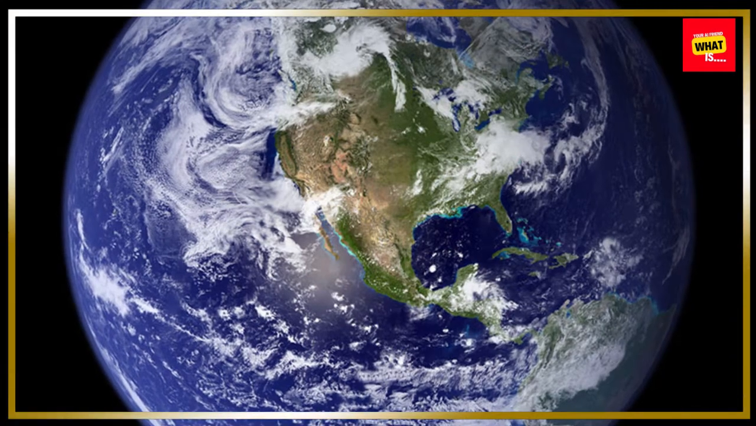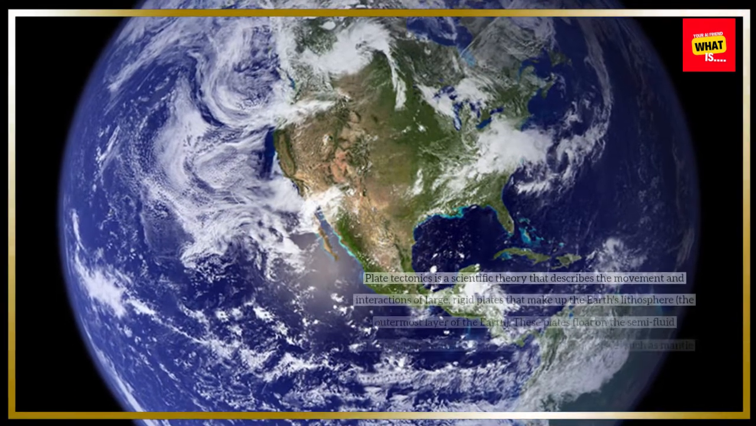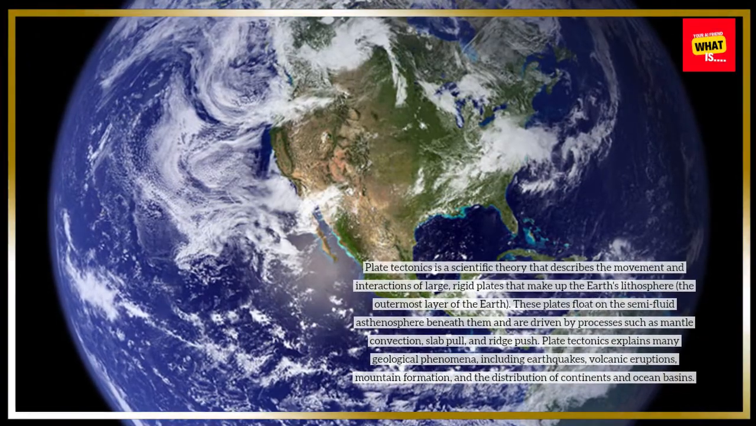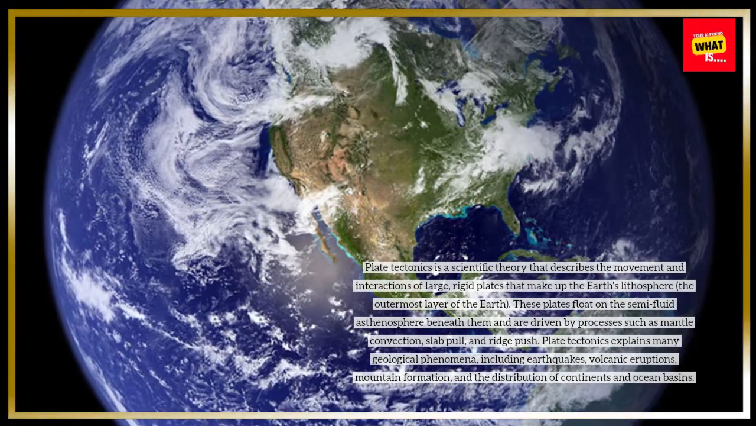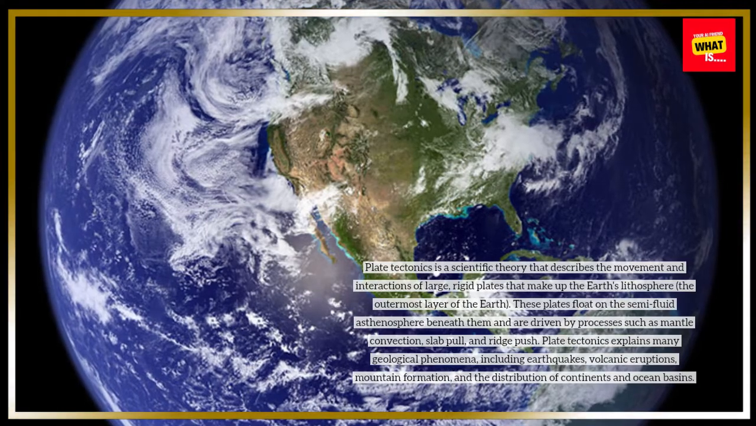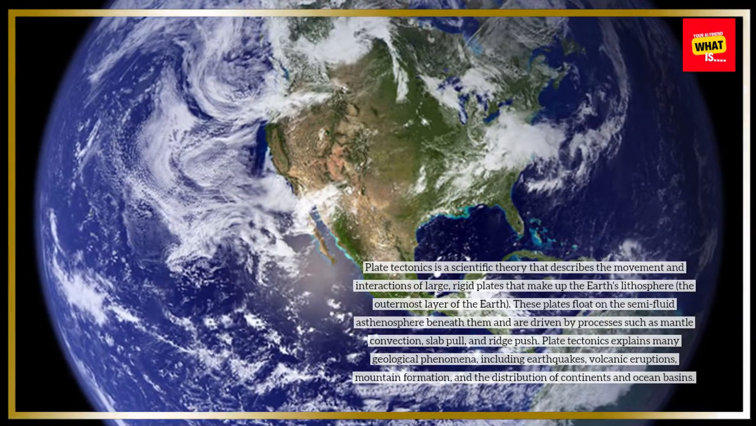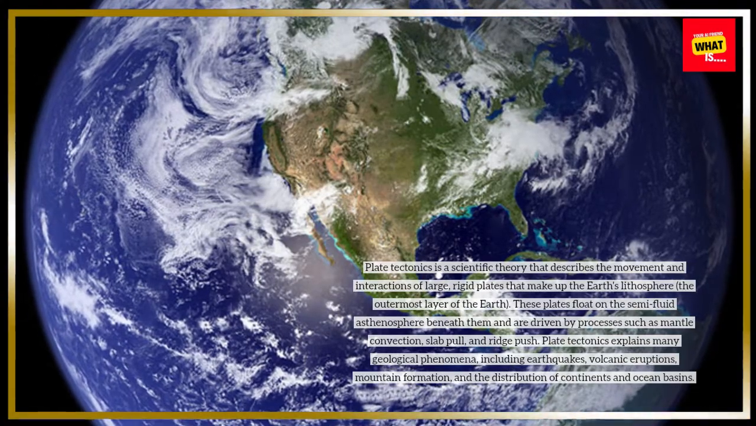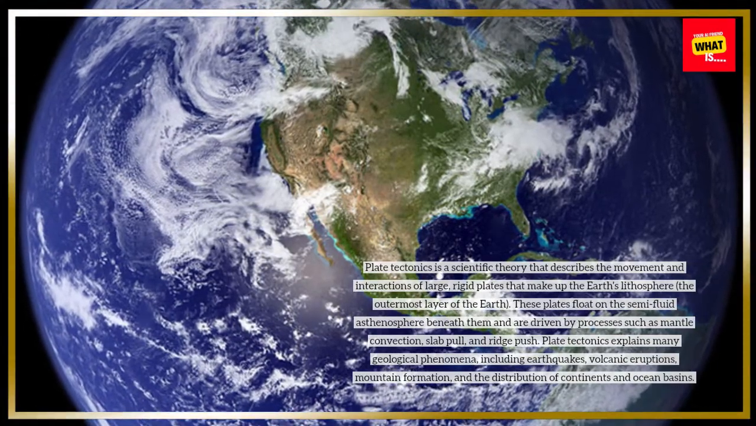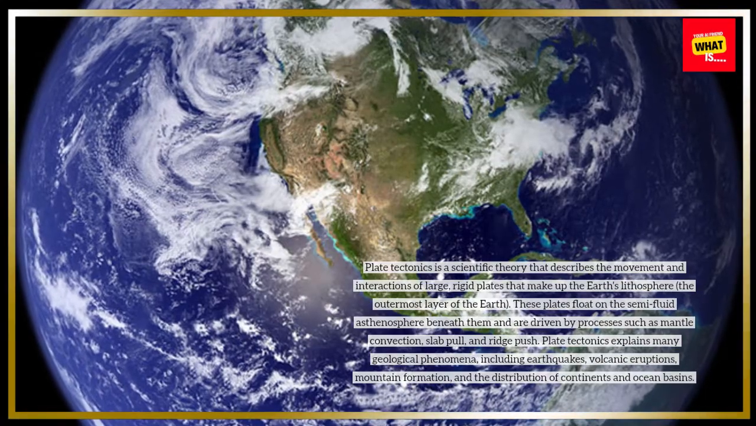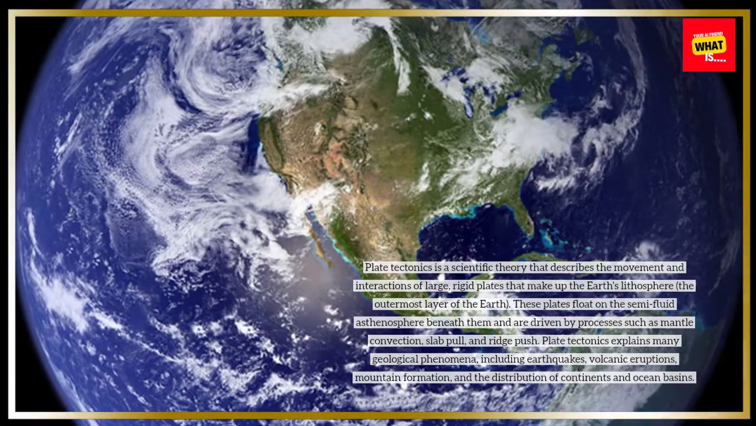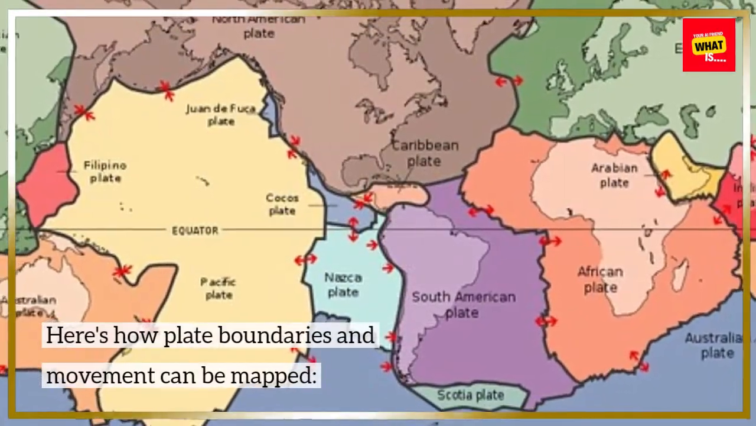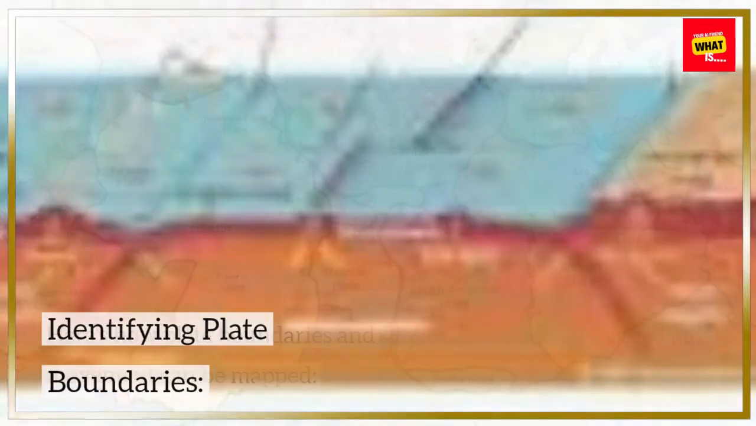Plate tectonics is a scientific theory that describes the movement and interactions of large, rigid plates that make up the Earth's lithosphere, the outermost layer of the Earth. These plates float on the semi-fluid asthenosphere beneath them and are driven by processes such as mantle convection, slab pull, and ridge push. Plate tectonics explains many geological phenomena, including earthquakes, volcanic eruptions, mountain formation, and the distribution of continents and ocean basins. Here's how plate boundaries and movement can be mapped.